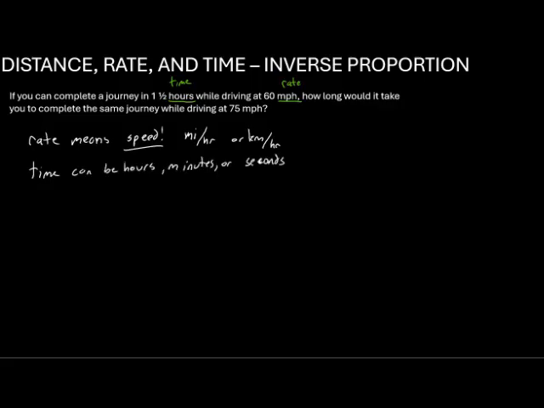The reason why I'm bringing this up is because rate and time are inversely proportional and not directly proportional, which means the math is going to be different. For inversely proportional quantities, you're going to multiply them rather than divide them after you set up your ratios.